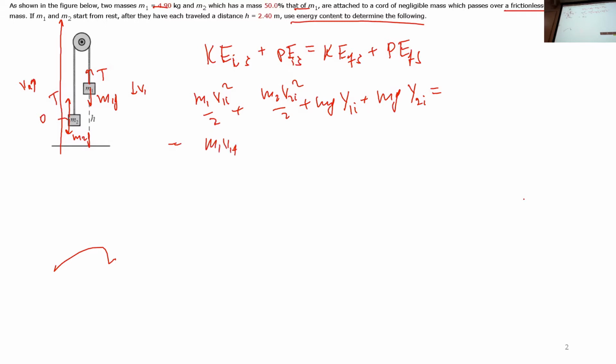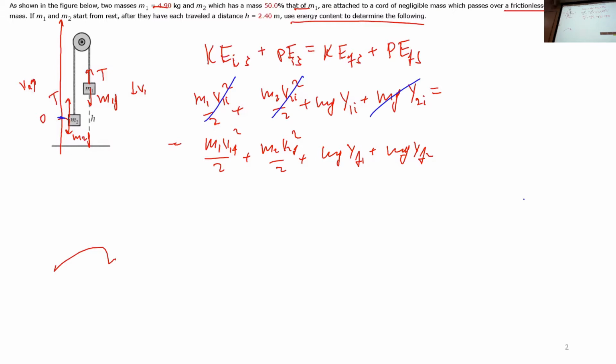M1 V1 final squared over 2 plus M2 V2 final squared over 2 plus M1 g Y final 1 plus M2 g Y final 2. They begin from rest, that's a good thing. So no initial kinetic energy. And we can set this potential energy, that's number 2, to 0.